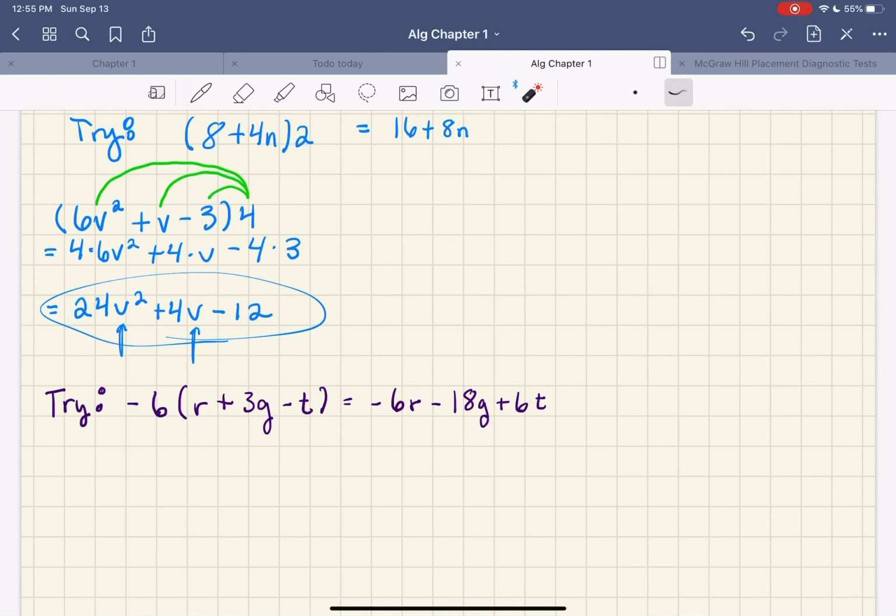I'm going to stop at this point. We're going to have one more really pretty small example, and we'll call it good. All right.